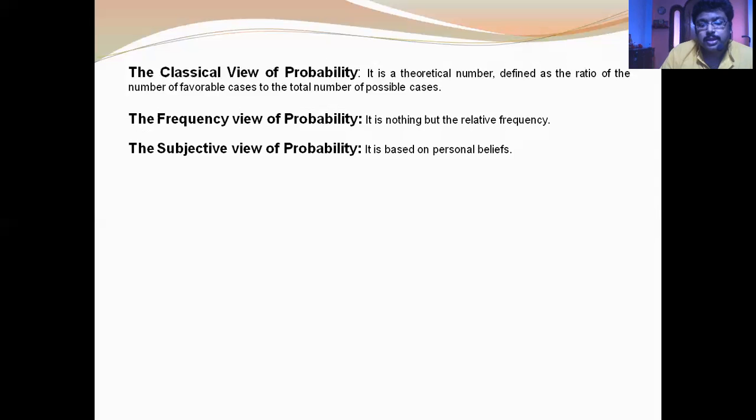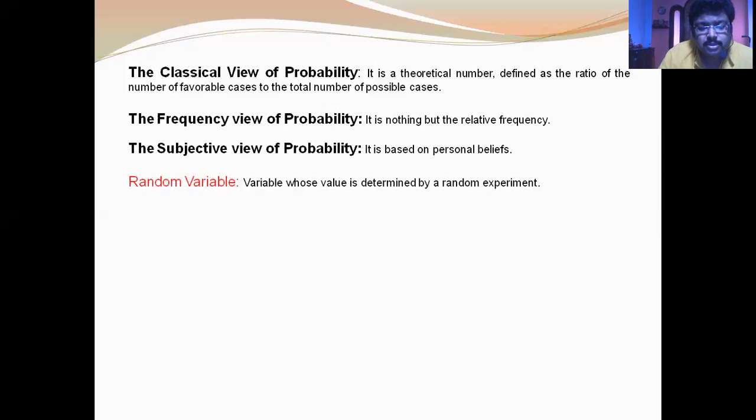So here subjective probability is applicable because personal judgment is applied here. There is no calculation, no mathematics. So the subjective view of probability is a type of probability derived from an individual's personal judgment about whether a specific outcome is likely to occur.